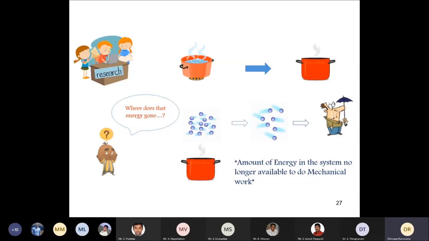So when the molecules in that room are getting disordered or randomly flowing from one space to another space, energy will be created, but we cannot capture that energy to convert into useful work. That is known as entropy.